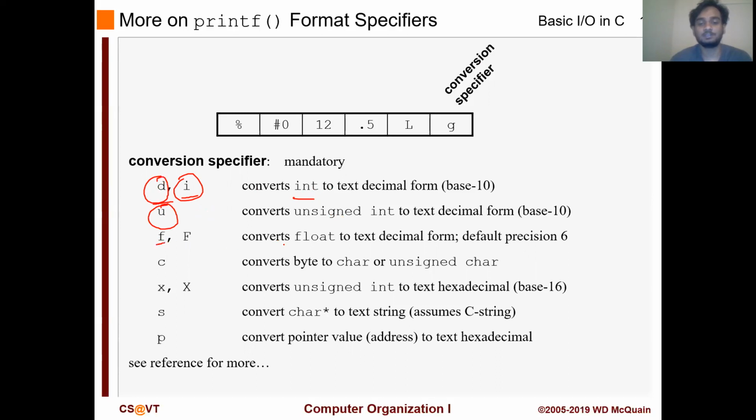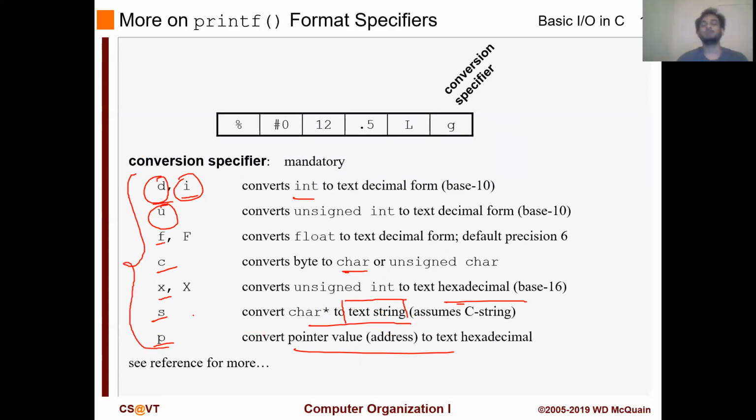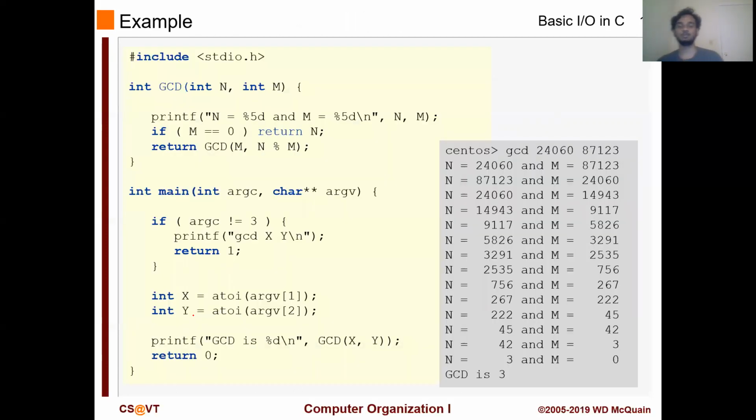If it's F, then it's a float. If it's C, it's going to be character. If it's X, it's going to be a hexadecimal. If it's S, it's going to be a character pointer, or let's call it string for now. It will make more sense to you later. If it's P, it's going to be an address. Okay, so these are very important, and if you remember all of this, you're good to go. There are other ones, you can take a look at the references for more information.